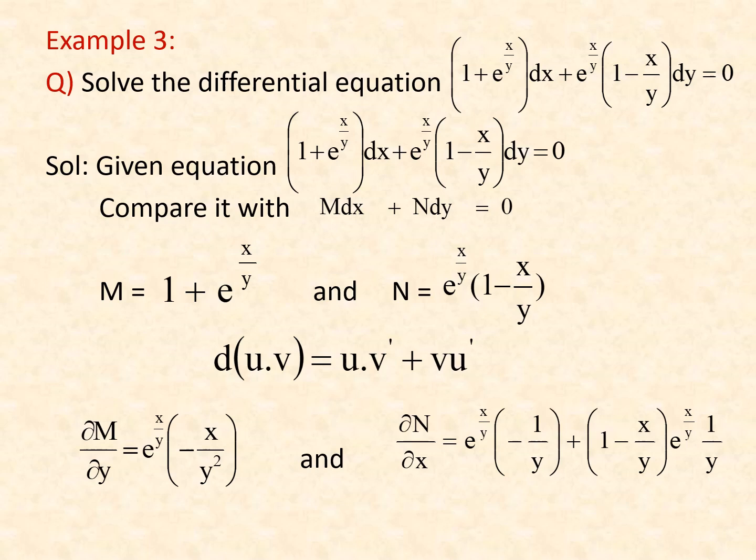U means e to the power of x by y into v dash. What is v dash here? 1 minus x by y. We have to take the derivative of this v. So 1 becomes 0, and the derivative of minus x by y with respect to x, this becomes minus 1 by y, plus v into u dash. First write down the v term, that is 1 minus x by y into u dash. What is u here? E to the power of x by y. After taking the derivative of e to the power of x by y, again we get e to the power of x by y, and the inner derivative is 1 by y.